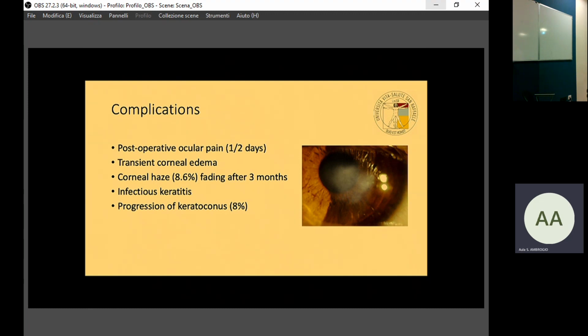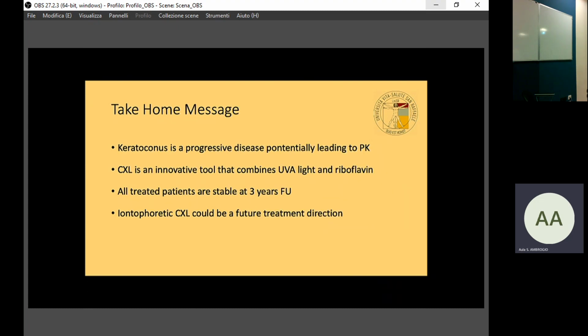And again, we have the corneal haze, which is the most interesting one, because as you can see in the image, there is this kind of opacification in the central part of the cornea. Typically it fades after 3 months, but there are some patients that unfortunately keep it for a longer period of time. Typically, within 1 year, the opacification is gone. So the results are really good. And also it is a procedure that overall has a really low number of complications compared to other procedures like keratoplasty.